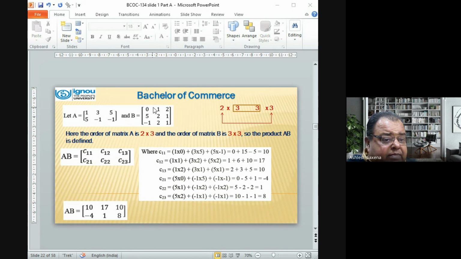5 multiplied by 0 is 0. Plus minus 1 multiplied by 5 is minus 5. Minus 1 multiplied by minus 1 is 1. You can see over here, it is minus 4.